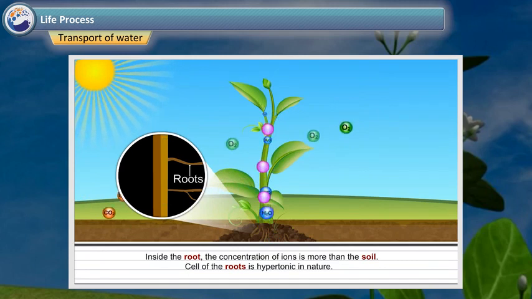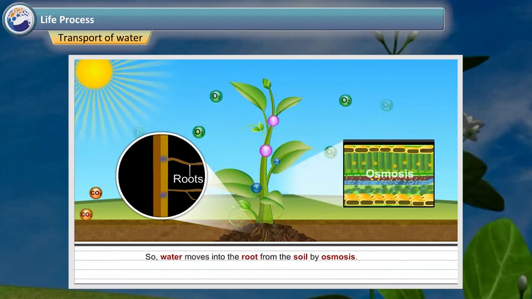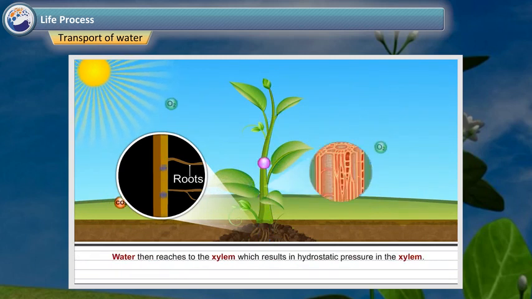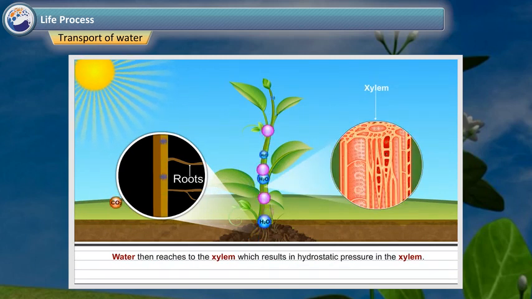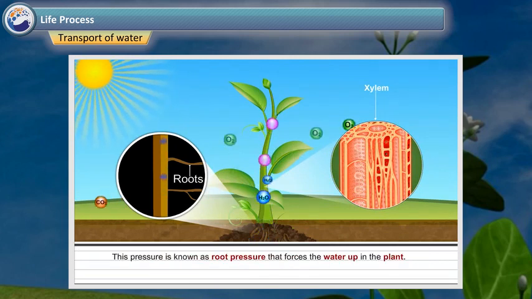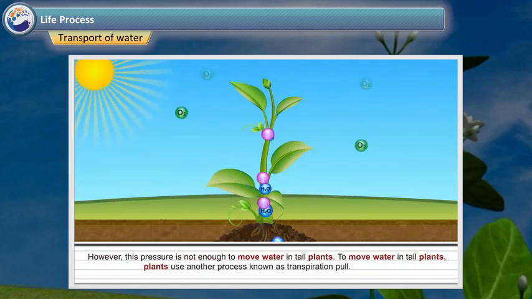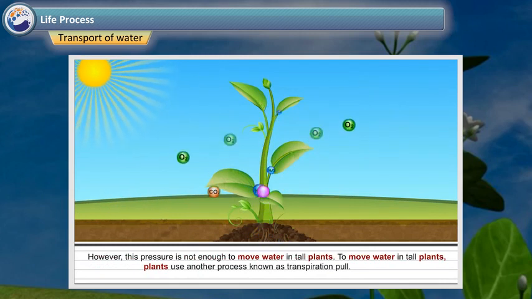Cell of the root is hypertonic in nature. So, water moves into the root from the soil by osmosis. Water then reaches to the xylem, which results in hydrostatic pressure in the xylem. This pressure is known as root pressure that forces the water up in the plant. However, this pressure is not enough to move water in tall plants. To move water in tall plants, plants use another process known as transpiration pull.